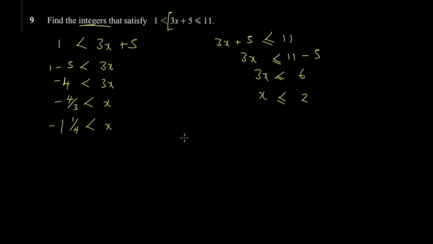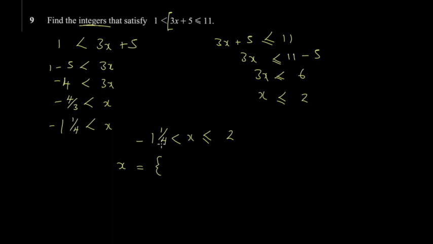So when you combine them, you actually have x at the center anyway. You're just combining them like this, okay? So the inequalities, you're not changing anything there. So negative 1 and a quarter, and this one is 2. So when you want to write the integers, you say x equal to, then you write like this, okay? So here, negative 1 and 1 quarter.